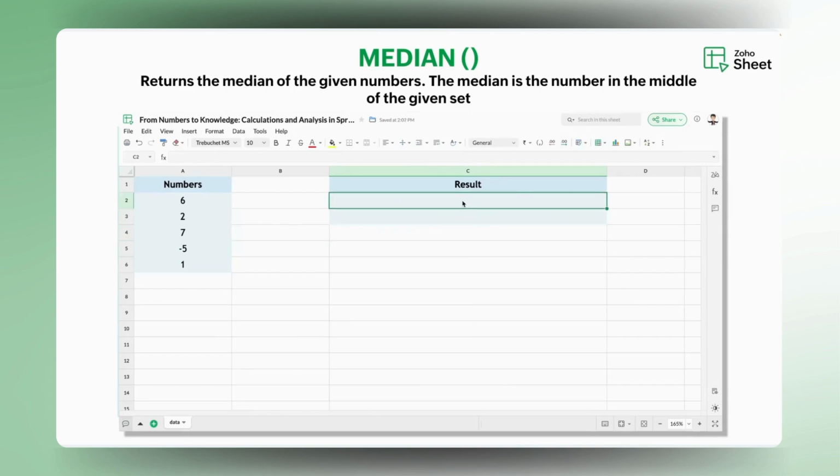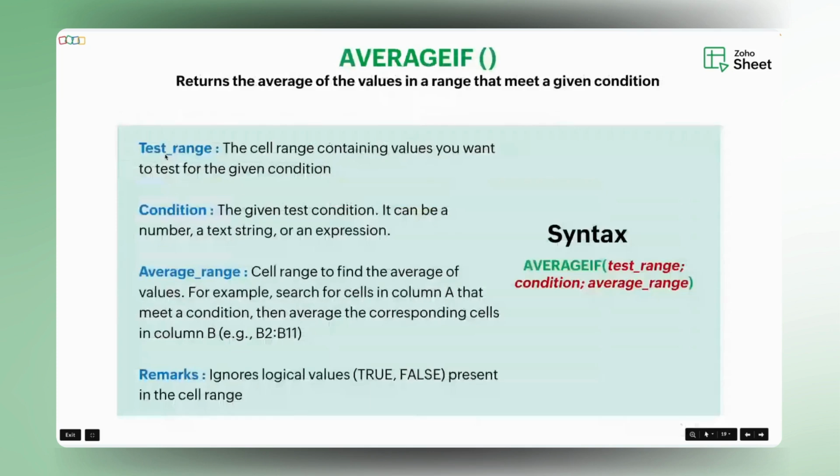And next up, we have the AVERAGEIF function. So this returns the average of values in a range that meet a specific condition. So here is the syntax. The test range would be the cell range containing the values you want to test for the given condition. And the condition is, in fact, the given test condition. It can be a number, a text string, or an expression. And the average range would be the cell range from which you want to find the average of values.